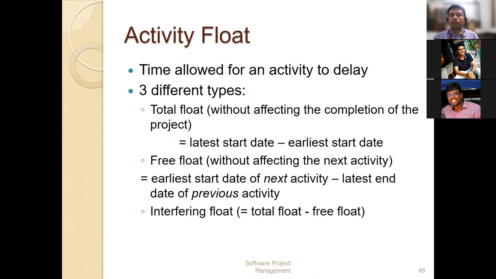There are three different types. The first one is the total float, calculated without affecting the completion of the project. Basically, we need to identify the maximum duration which has been given. In the previous example, 13 is the maximum duration, so without affecting that we need to take it. To calculate it, it is the latest start date minus the earliest start date, and with that you'll get the total float.